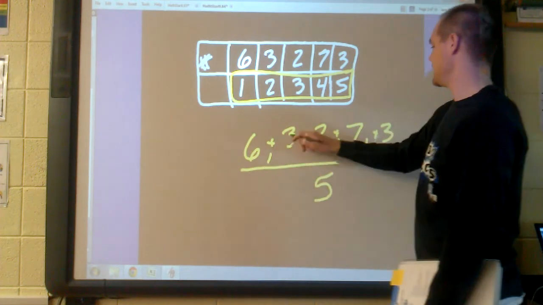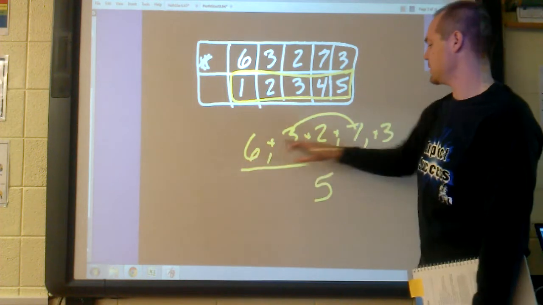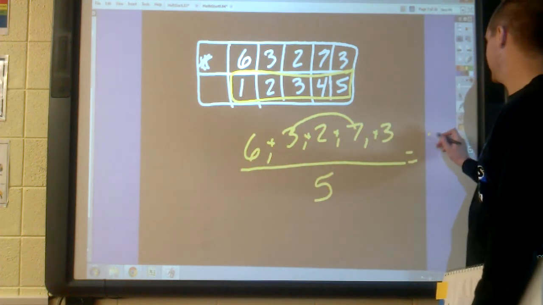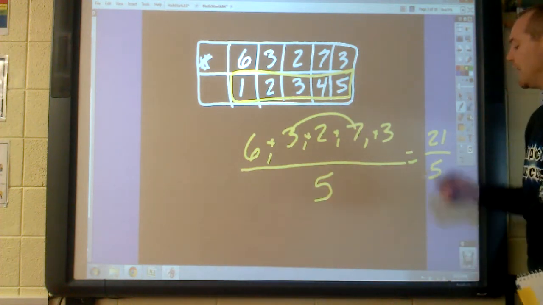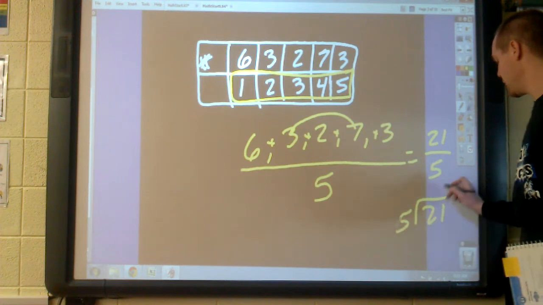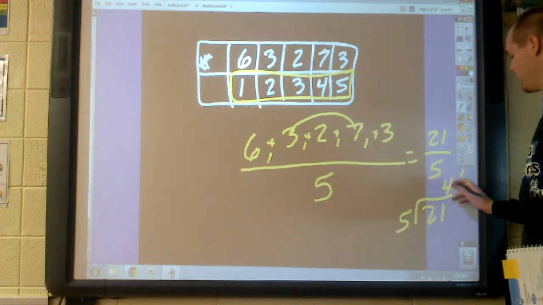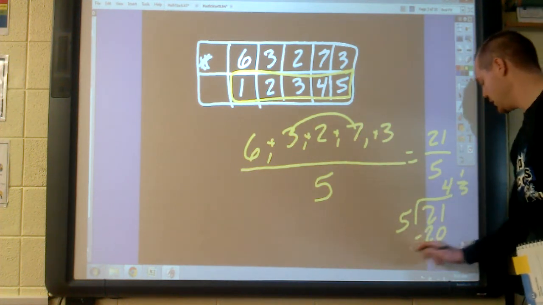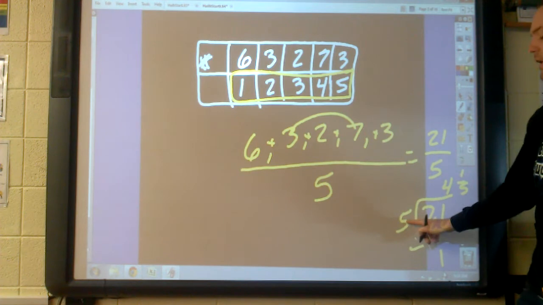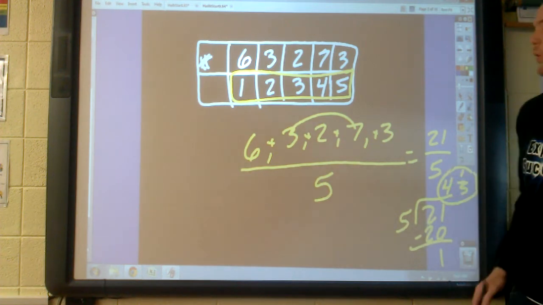I know that 7 plus 3 is 10. 6 plus 2 would be 8 more, 18. Plus 3 would be 21. 21 over 5. Our mean would be 21 divided by 5. Our mean would be 4 1/5. 4 times 5 is 20. You'd subtract, you'd get 1. That would be our numerator. Our 5, our denominator, would be our divisor. Okay? Our mean is 4 1/5.